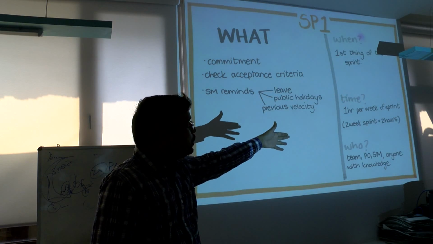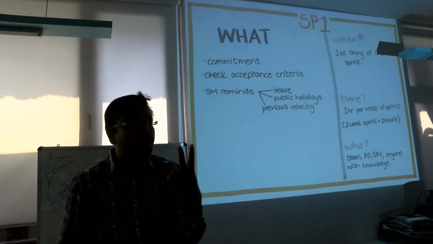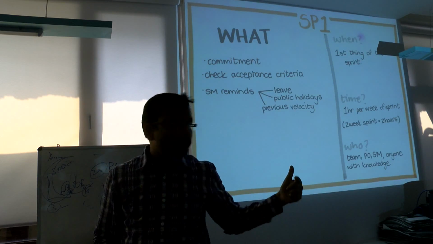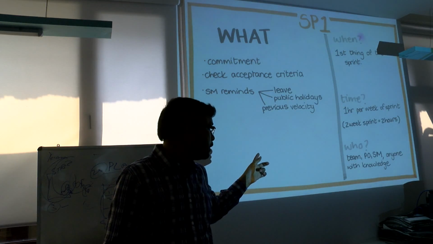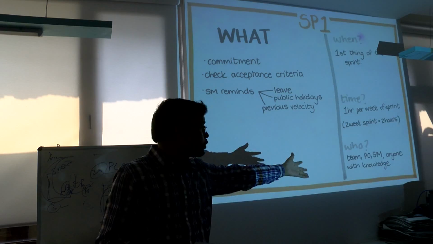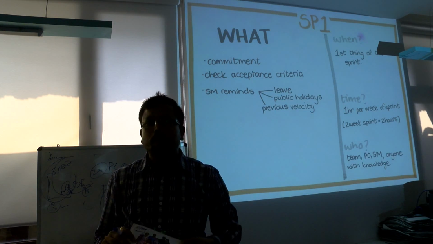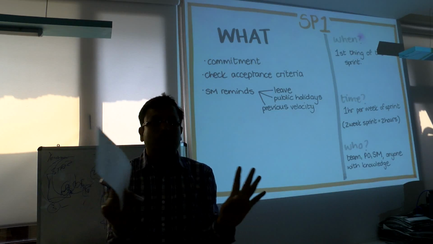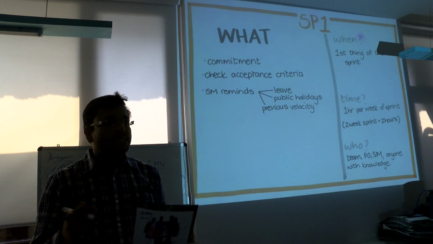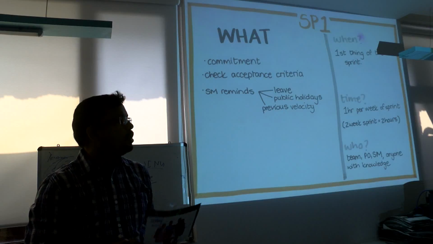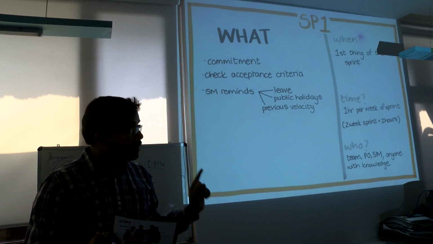Time is 1 hour per week of a sprint. Means if it is a 2 week sprint, there would be 2 hours of sprint planning. Who attends? The team, product owner, Scrum Master, anyone with knowledge. It might be possible the product owner doesn't have much idea of the particular task, so the business people or any other stakeholder will be present there to clarify your task.